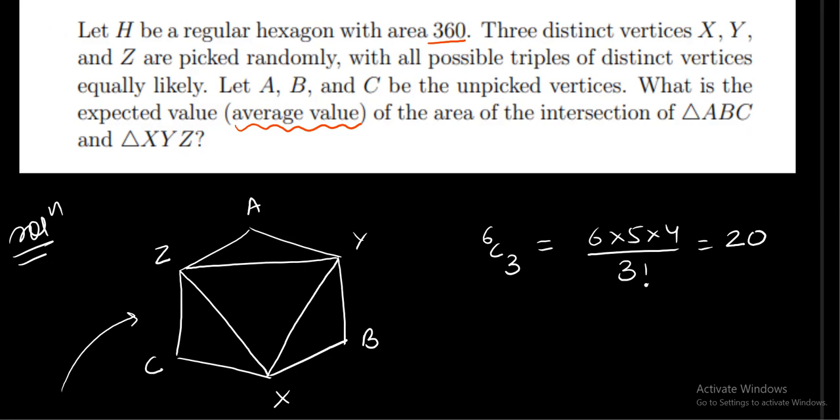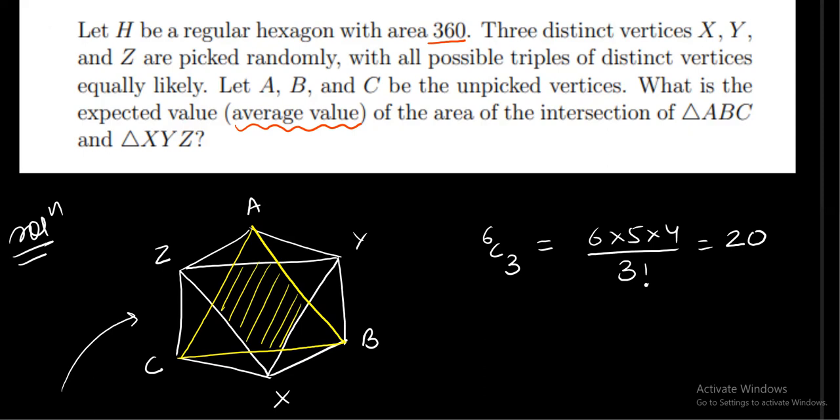But now what is the question? Now they are saying that let A, B, C be the unpicked vertices. What is the average value of the area of intersection of triangle ABC and XYZ? See, what is going to be the intersection of the two triangles? It all depends on what are the vertices that we have selected. Suppose we have selected the vertices in this way. That means alternate vertices select kiye hain. So this is going to be the intersection region, right?